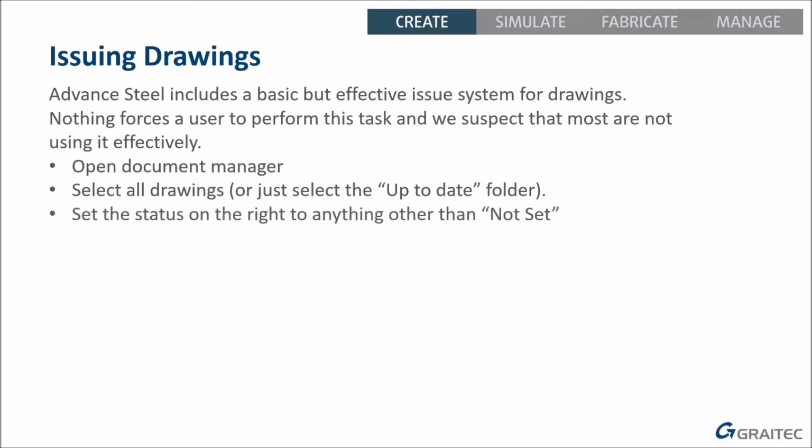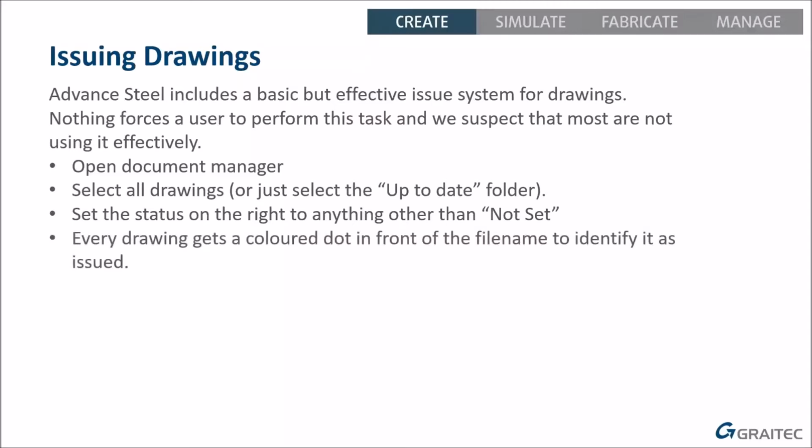Then on the right-hand side of Document Manager, there's a little drop-down that you may not have noticed or may have just ignored. It currently says Not Set. You need to change that property from Not Set to something else like Approved. And then every single drawing will get a coloured dot in front of the file name. You may have seen the white dots there, not really paid any attention to them. But when that goes to a coloured dot, you know the drawing is issued.